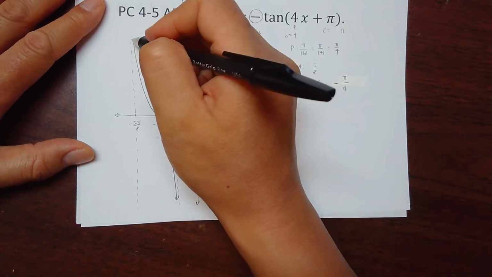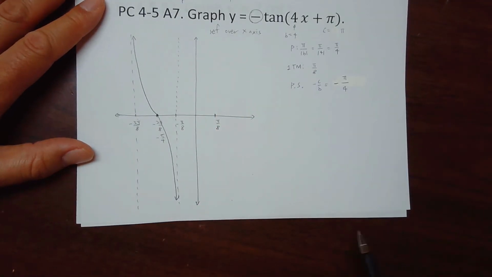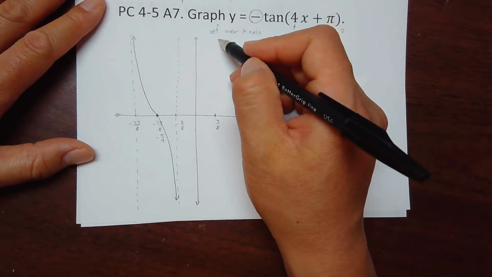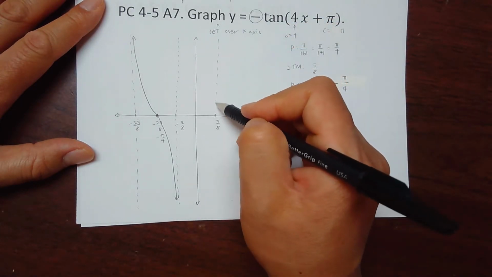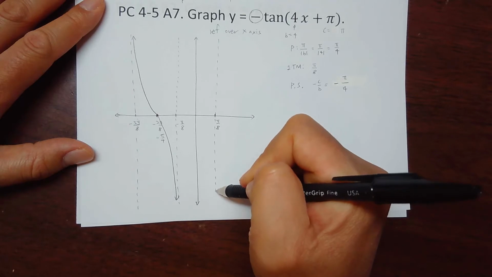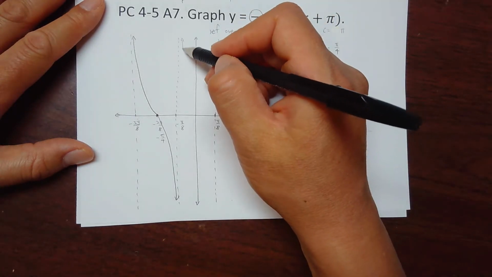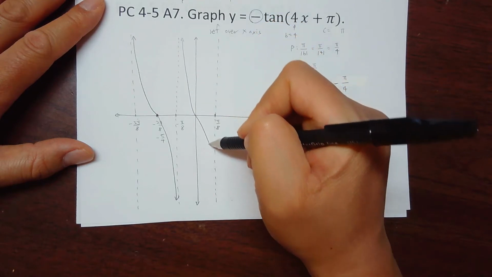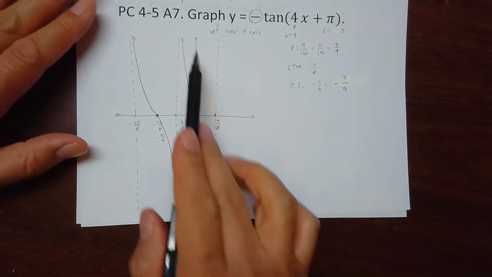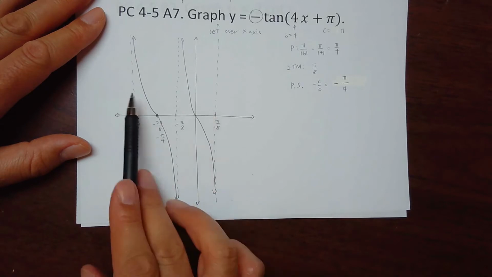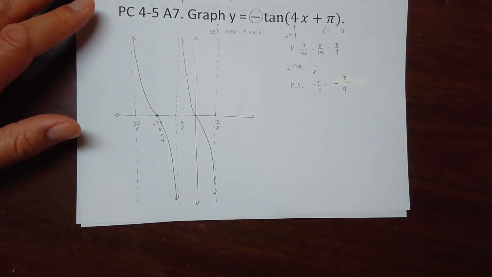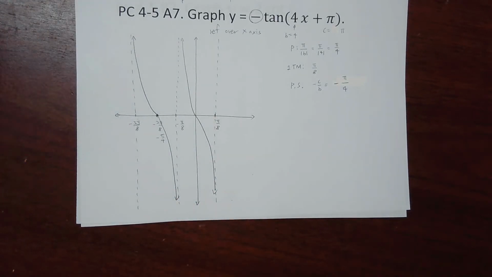What I was going to say previously was, since we have a period of pi fourth, there will be another one right here. So you could have just graphed that on the spot, or you graph it here, as long as you just graph one cycle. That's all I'm looking for.